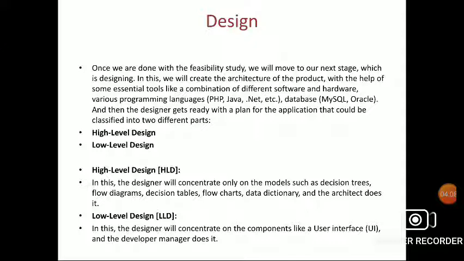And then the designer gets ready with a plan for the application that could be classified into two different parts: high level design and low level design. What is high level design? In this, the designer will concentrate only on the models such as decision tree, flow diagrams, decision tables, flow charts, data dictionary, and the architecture does it. Next one is the low level design. In this, the designer will concentrate on the components like user interface, and the developer manager does it.